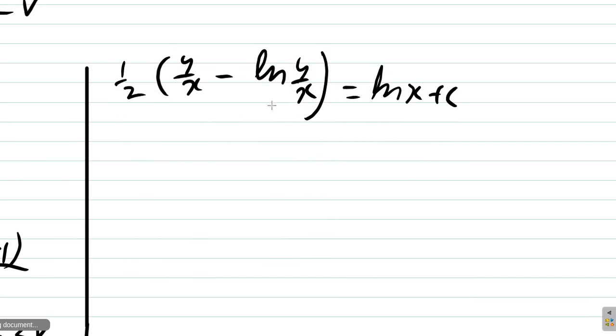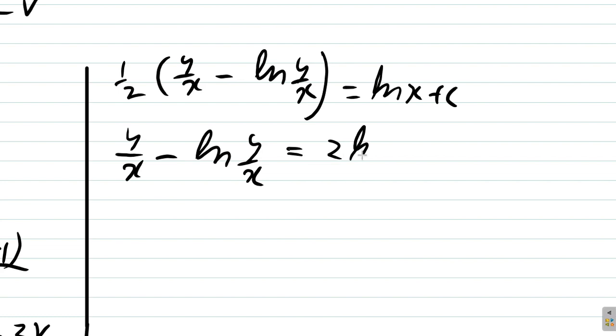So, what can we do with this now? We could multiply everything by 2. We'll say y over x minus ln of y over x equals 2 ln x plus 2c. Or 2c is just another number. Let's call it a. Alright, so what else can we do with this?